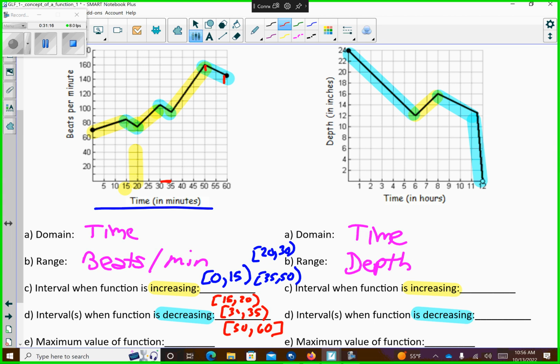Then it's decreasing from here to here. So I don't want to double count that 6. So from 0, hard bracket, it was a solid dot up there, to 6. I don't want to count the 6 twice, so I have a hard bracket on one of them, a soft bracket on the other. And then it's also decreasing from here to here, and then from here down. So they have 2 different places it's decreasing.